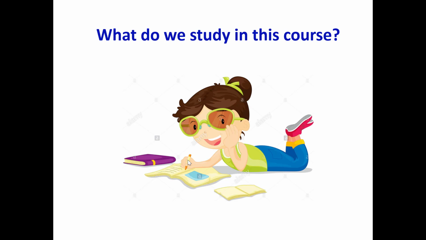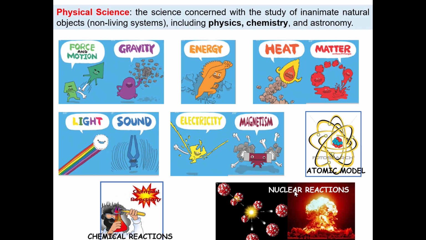But what do we study in this course? Physical science is the science related to non-living systems. Physical science includes physics, chemistry, and astronomy. But in this course, we will focus on topics related to physics and chemistry. During the first week, we will review some math concepts. Then we will move to the topics related to physics. And in the last part of the semester, we will review the content related to chemistry.